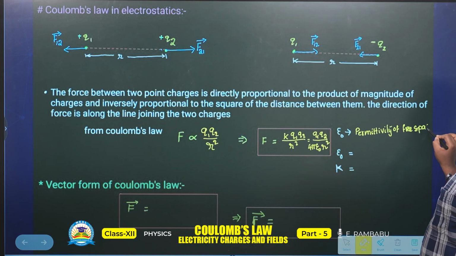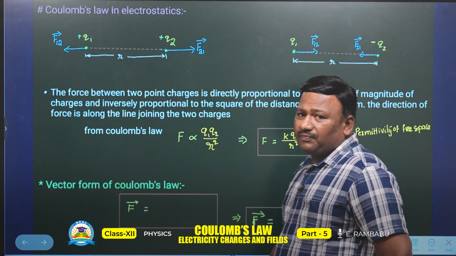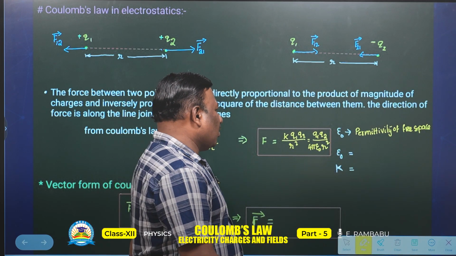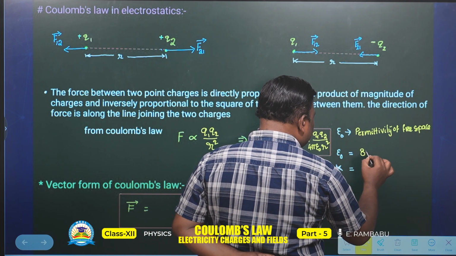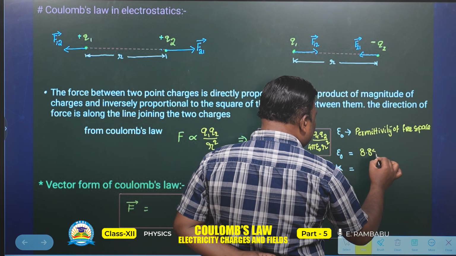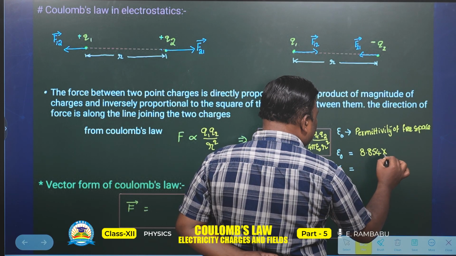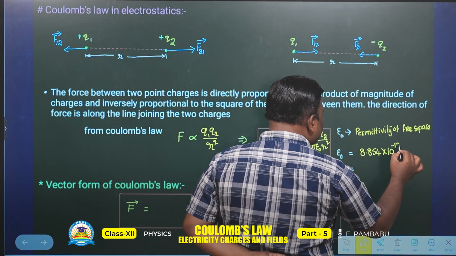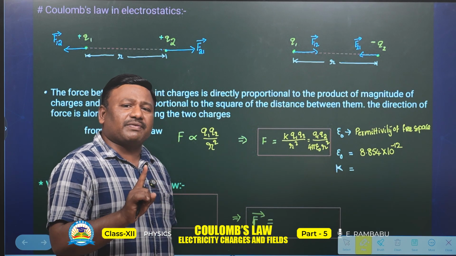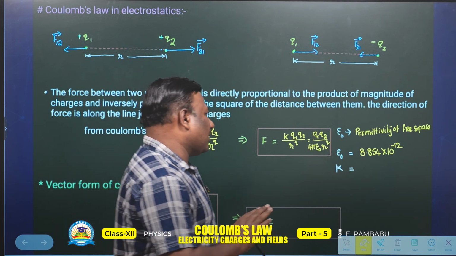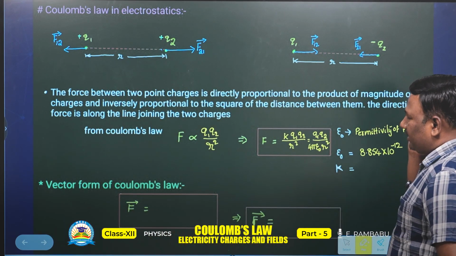Epsilon naught is the permittivity of free space. What is the value of epsilon naught? The value of epsilon naught is 8.854 into 10 to the power minus 12, and the unit is farad per meter. But here, as per this concept, I am going to derive the unit.